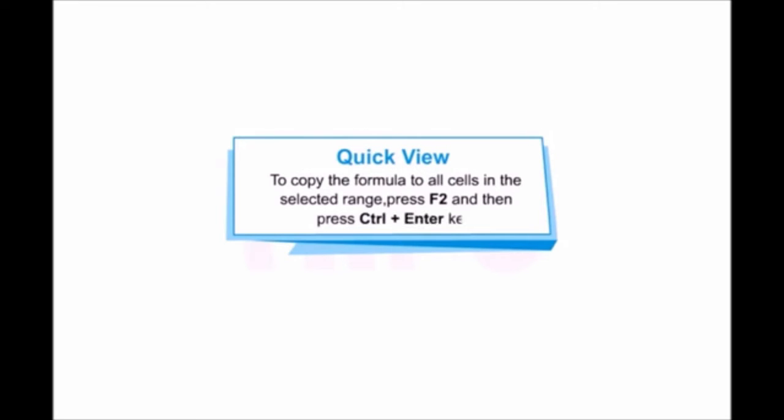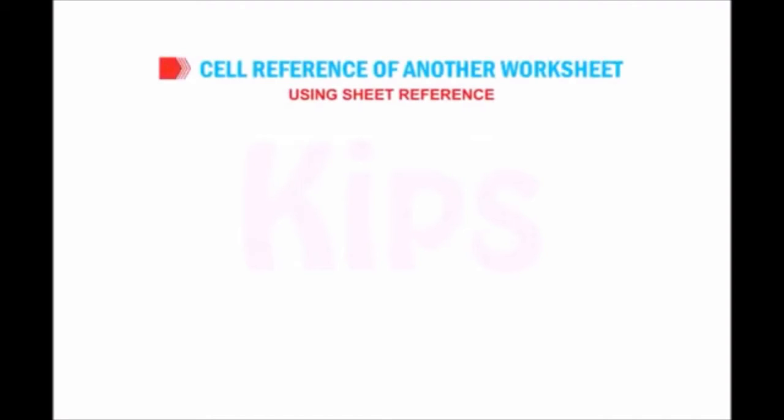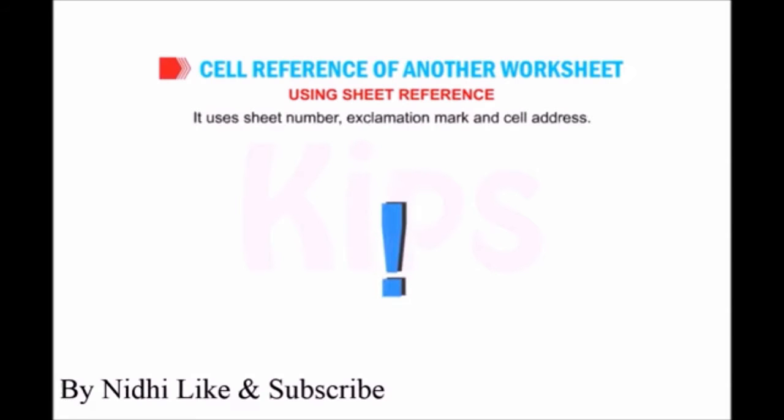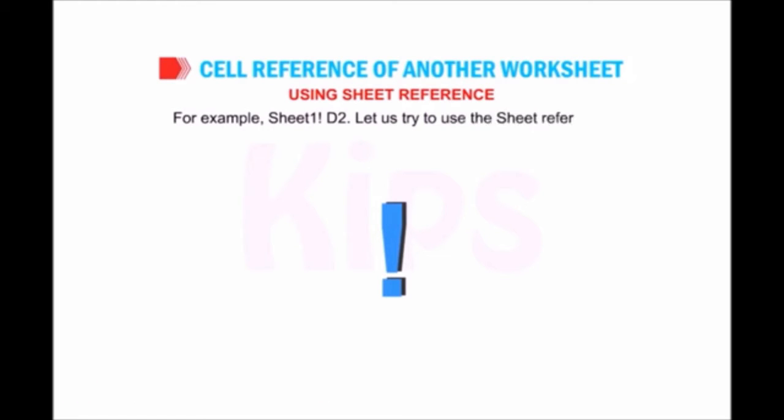Let us know more. To copy the formula to all cells in the selected range, press F2 and then press Ctrl+Enter. The second way is by using sheet reference. It uses the sheet number, exclamation mark and cell address. For example, Sheet1!D2. Let us try to use the sheet reference.